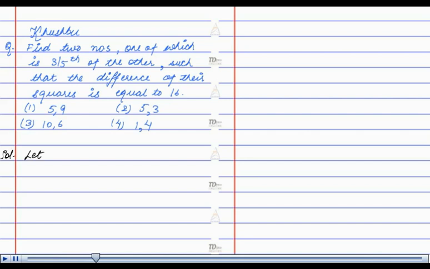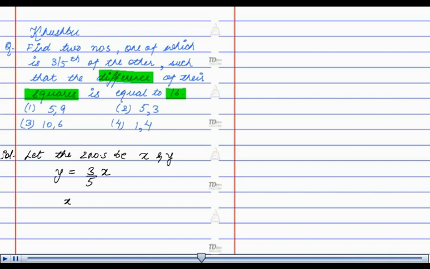Let the two numbers be x and y. Then from the first condition we have y is equal to 3/5 of x, that is 3 by 5 x. Also, it has been given that the difference of their squares is 16. Therefore, we have x square minus y square is equal to 16.